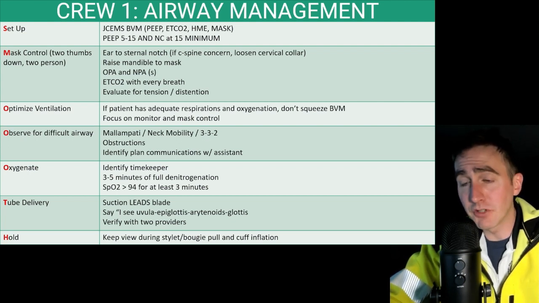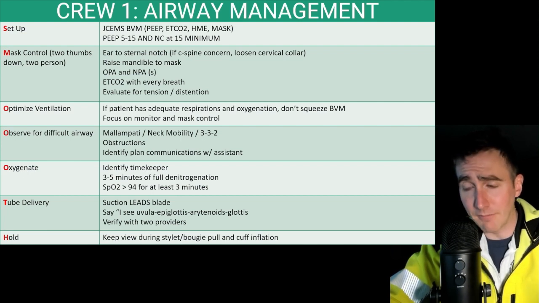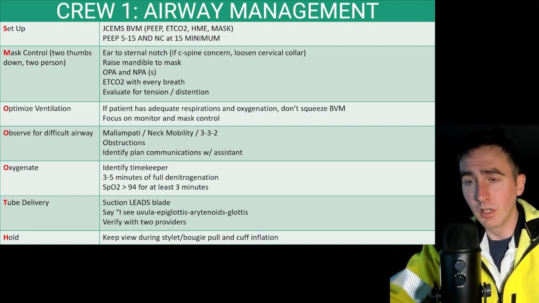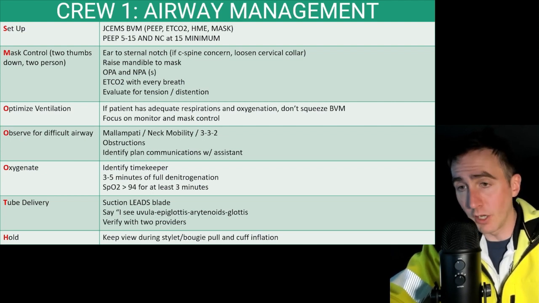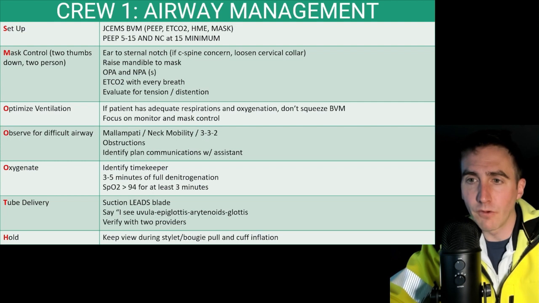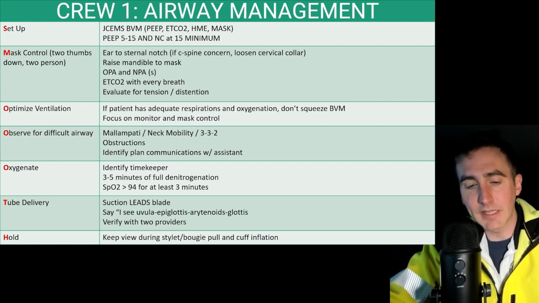So you've got to have someone be a timekeeper. You've got to have at least 3, no less than 3, but preferably 5 full minutes of denitrogenation. So actually, the majority of the molecules that take up the most space in the lungs is nitrogen. So by pre-oxygenating, by delivering 100% oxygen to the lungs for that time period, you replace the space that the nitrogen takes up with oxygen. And that gives you a safer apnea time.